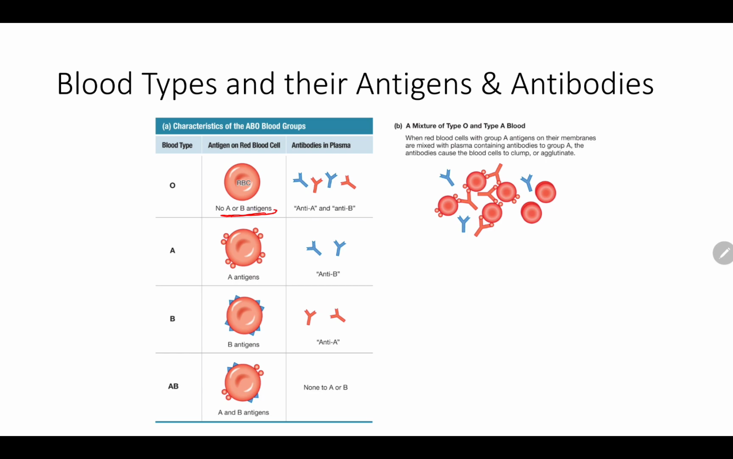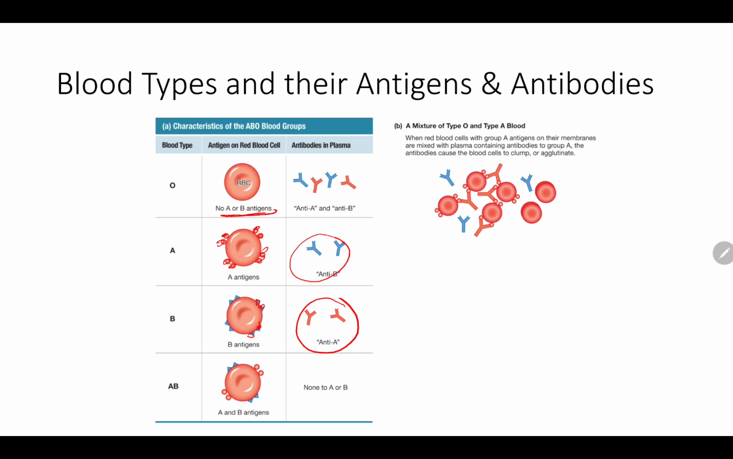Now, blood type A has A antigens, right? A proteins on the surface of the red blood cell. However, in the plasma, it's going to have anti-B antibodies. And basically vice versa for blood type B. B is going to have B antigens, those proteins on the surface, and they're going to have anti-A antibodies in the plasma, right?